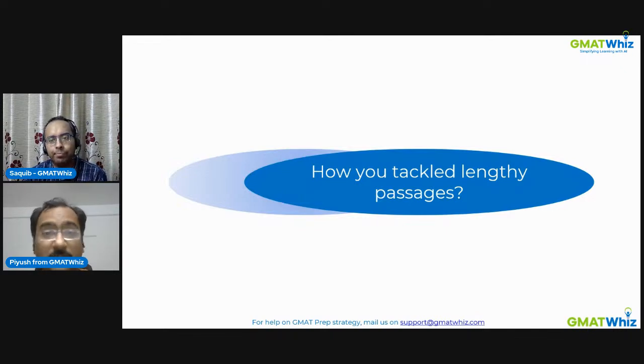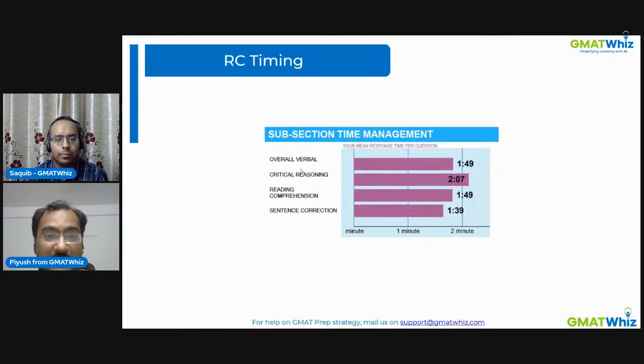Understood. That's something which is in fact visible in your ESR as well, timing wise. If you can see the timing over here, Shakib spent on an average about 1 minute 50 seconds on RC questions. So what you need to take out of this is that even if you have a very tough passage in front of you, you should not panic first. You should read that passage properly, because if you don't, there is a high chance that you might have to come back to the passage again and increase your time.